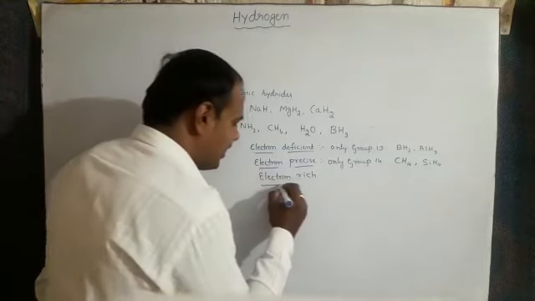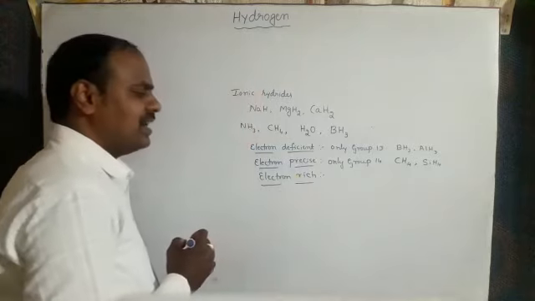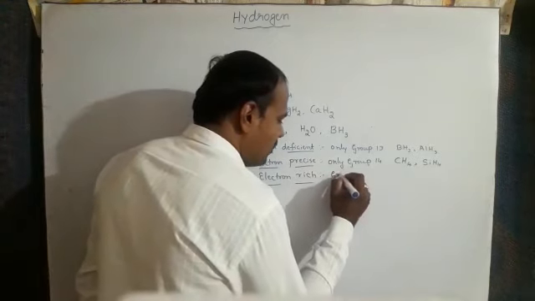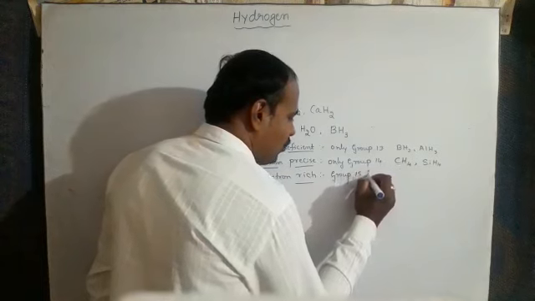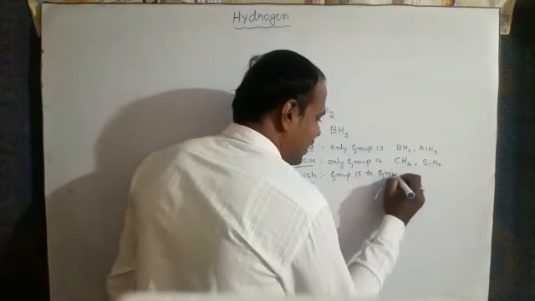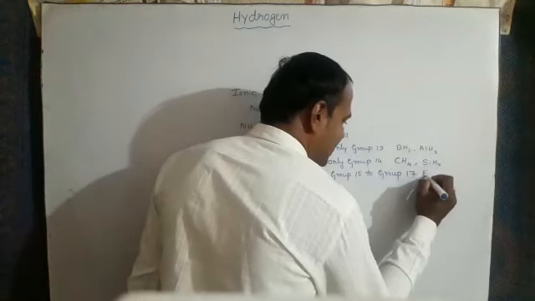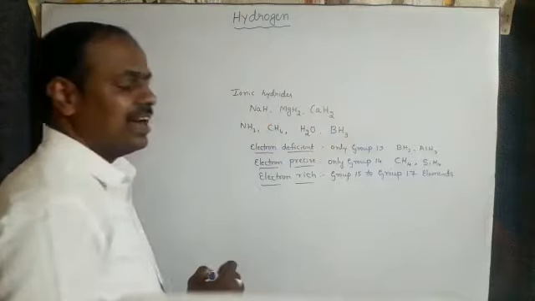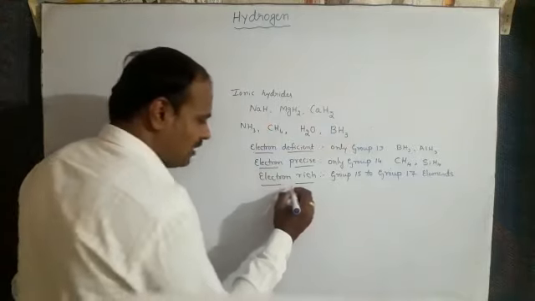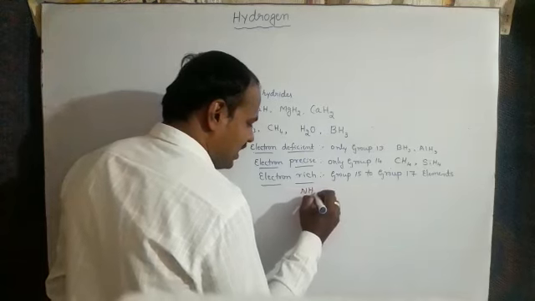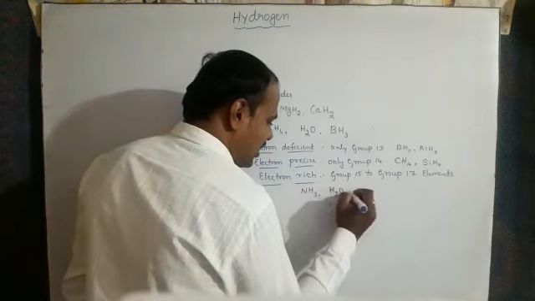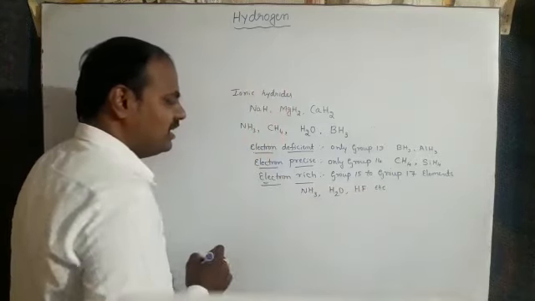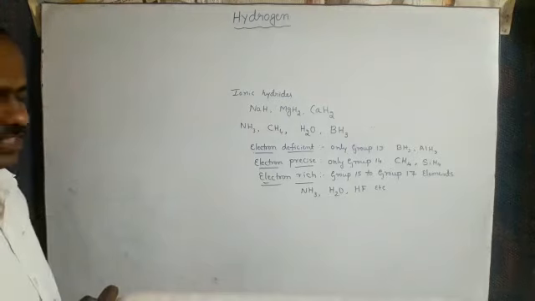What are electron rich hydrides? When dihydrogen gas reacts with group 15 to group 17 elements to form hydrides, they are called electron rich hydrides. For example, NH3, H2O, HF, hydrogen fluoride, etc. are the examples for electron rich hydrides.